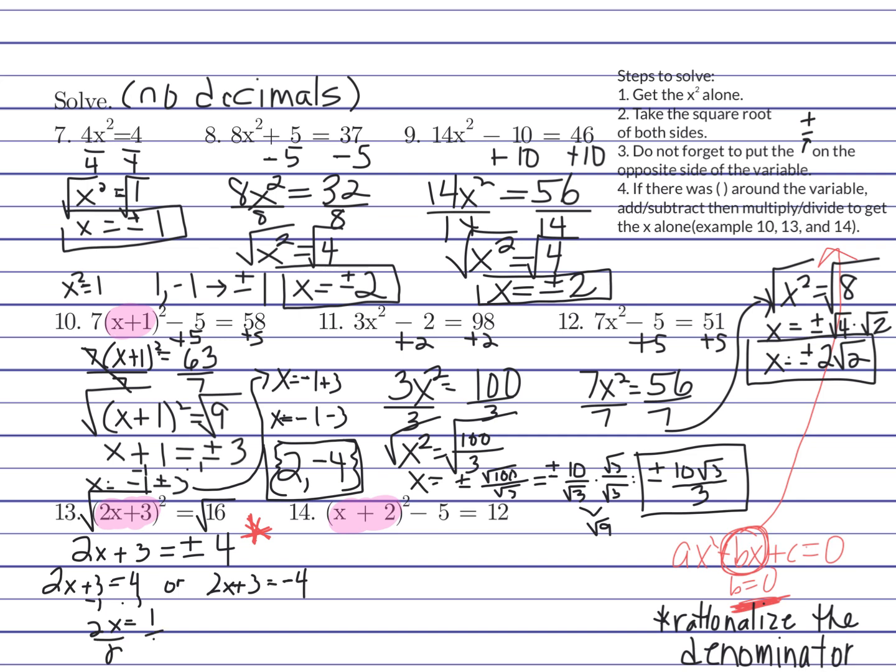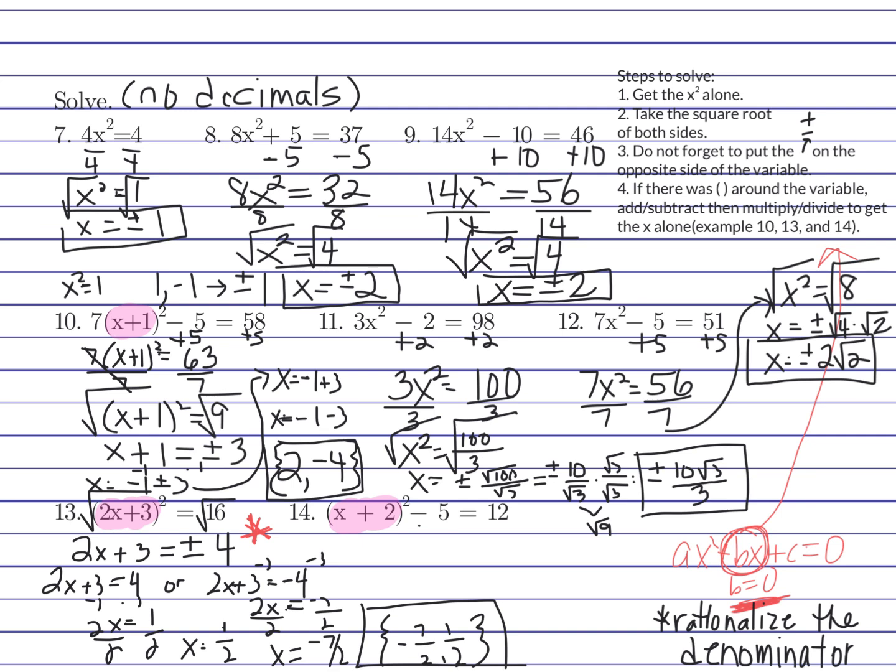And my first equation gives me 1/2 as one of the answers. And then 2x equals negative 7. x equals negative 7 over 2. So my two solutions are -7/2 and 1/2. Those are my two solutions. And we'll have to cram in that last one. Okay, we can do it.